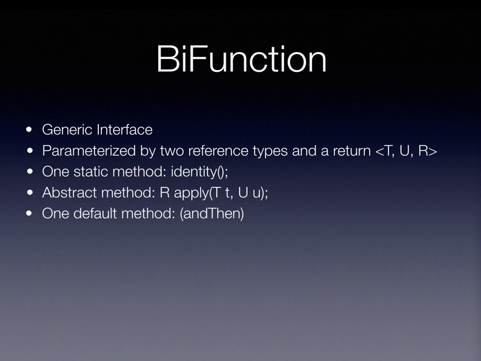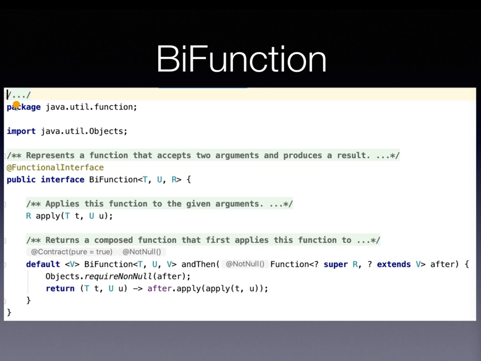Now let's talk about the BiFunction. The BiFunction is also a generic interface that is parameterized by two reference types in a return, T, U, and R. It has one static method, identity, also an abstract method named apply, but now receives the T and U, and it has one default method, andThen. This is what the BiFunction looks like.